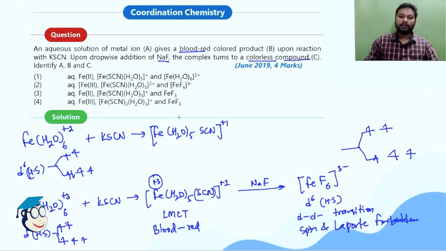Alright, so that's how we have identified our compounds A, B, and C. Our compound A is nothing but iron in +3 oxidation state. Compound B is [Fe(H2O)5(SCN)]2+, and your compound C is nothing but [FeF6]3-. So if you look upon the options, your option number 2 comes out to be the correct option for this particular question. Alright, so that's what this particular question is about.